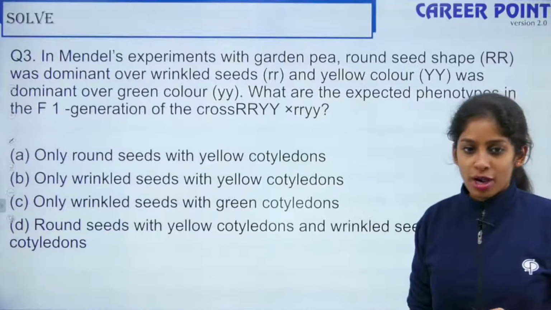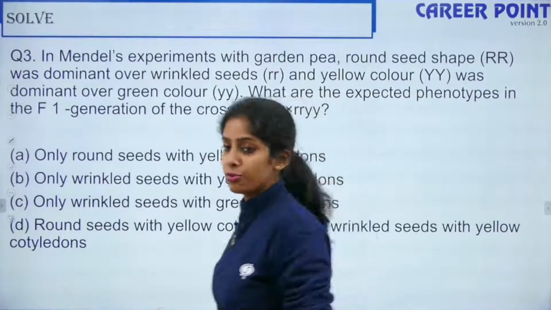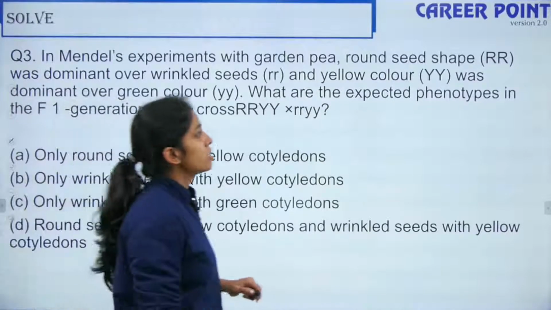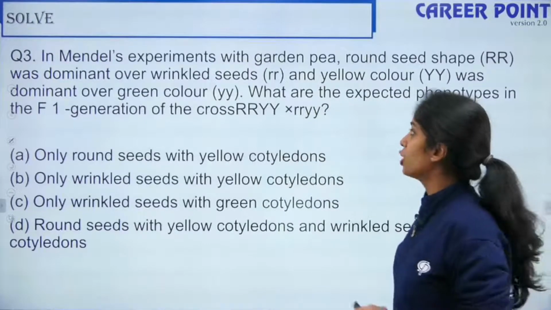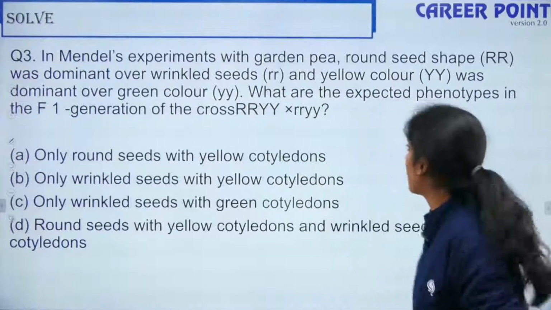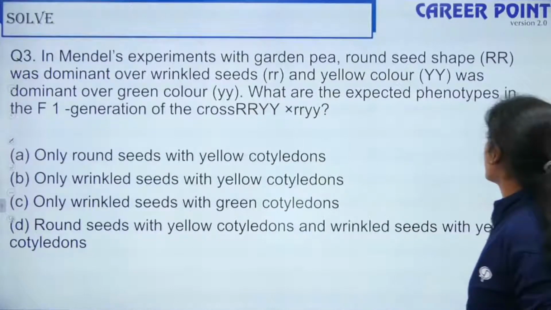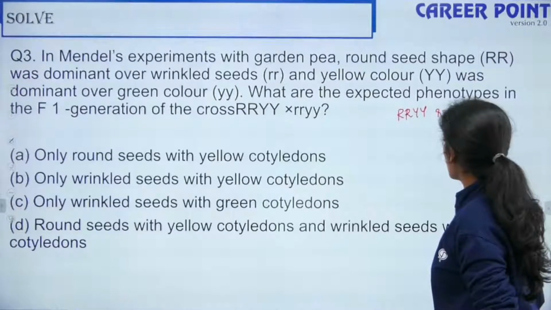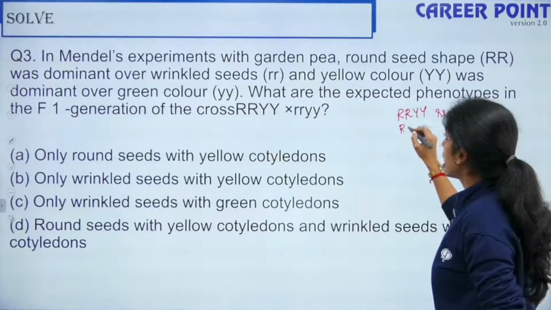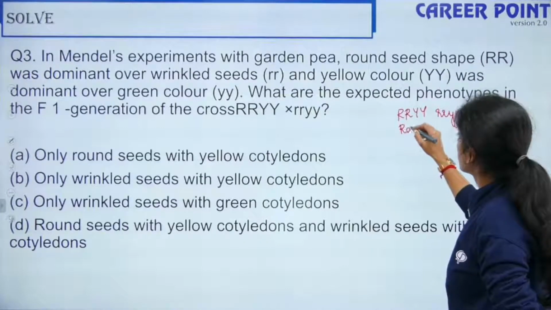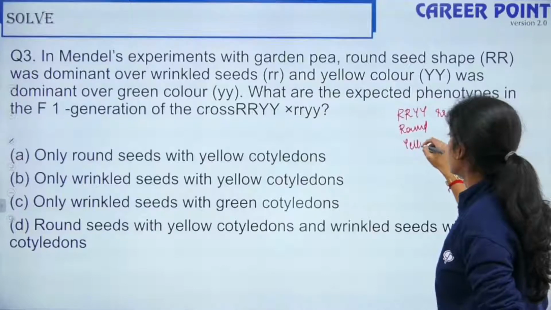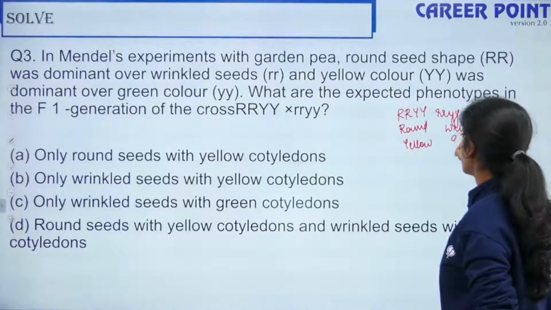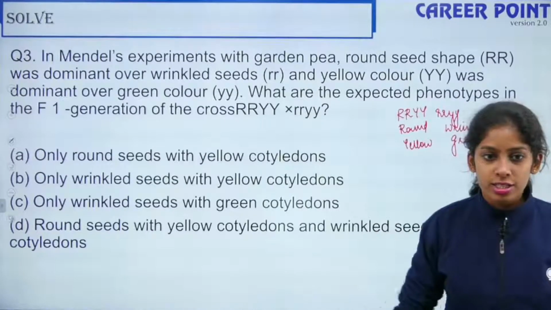Question 3. The question seems pretty big, occupying almost the full slide, but it is pretty simple. In Mendel's experiment with garden pea, round seed shape, one character, was dominant over wrinkled seeds, and yellow color was dominant over green color. So RrYy is round shaped and yellow color, and rryy is wrinkled and green color. This is the question that is given.